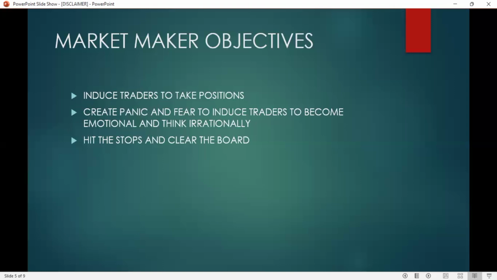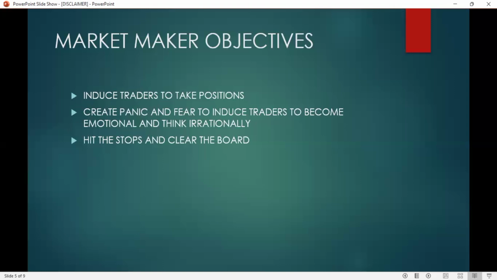Then what other objective do the market makers have? They try to hit the stops and clear the board. Okay, what do we mean by they try to hit the stops and clear the board? They just try to ensure that they frustrate us into margin troubles and eventually out of the game. Okay, sometimes you see some people trying to do maybe with $100, they're trying to see how they can double the $100 just in one trade or make it up to $1,000.